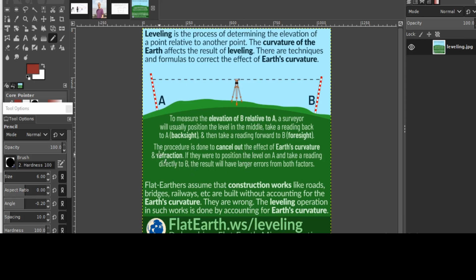So they say, it goes on to say here that the procedure is done to cancel out the effect of Earth's curvature and refraction. If they were to position the level on A and take a reading directly to B, the result will have larger errors from both factors.